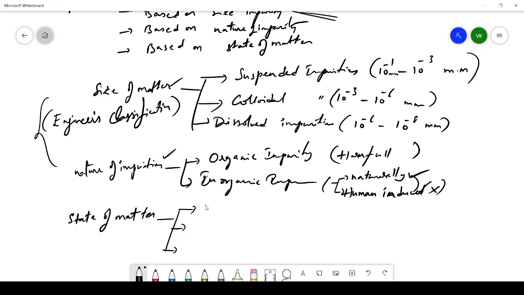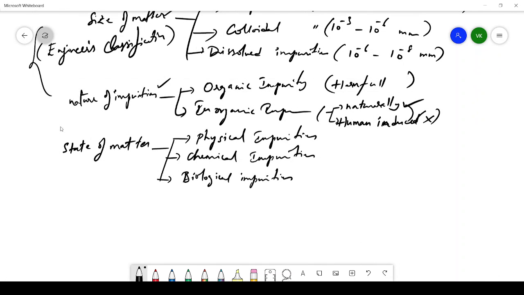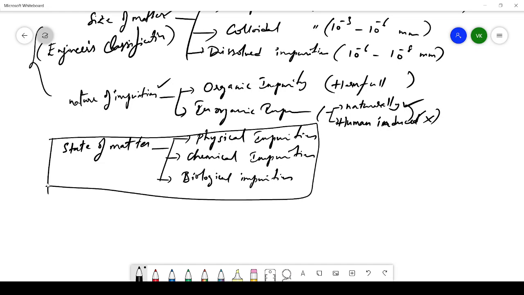Based on state of matter, impurities are classified into three types. First one is physical impurities. Next one, obviously, chemical impurities. And the last one is biological impurities. Since I have told you that the testing of water will be done based on state of matter, let us first study the classification of impurities based on state of matter.